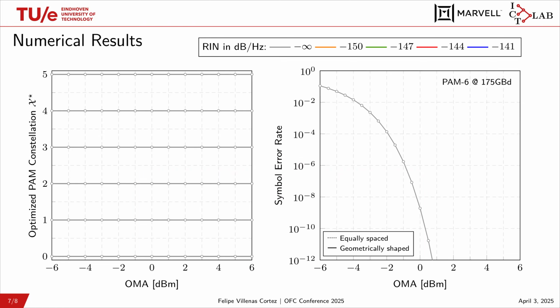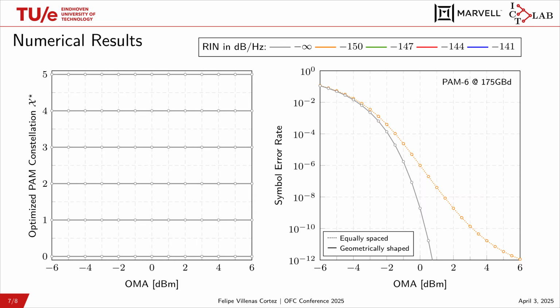For the results, we have two main figures. On the left, we have the optimized constellation, denoted by X star, and on the right, we have the symbol error rate. At first, we show the results where RIN has a value of -infinity, which is exactly the same as the AWGN channel. For the optimized constellation, the solution is an equally spaced constellation, and the respective symbol error rate is shown on the right.